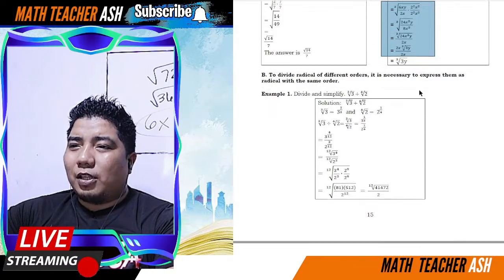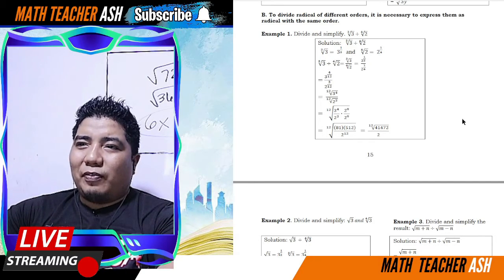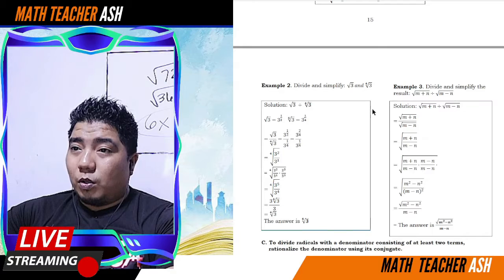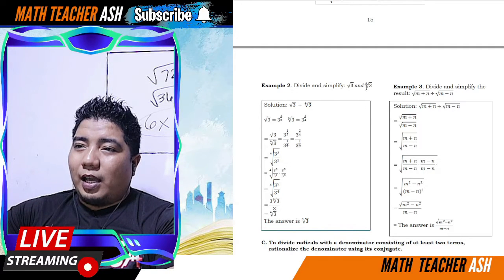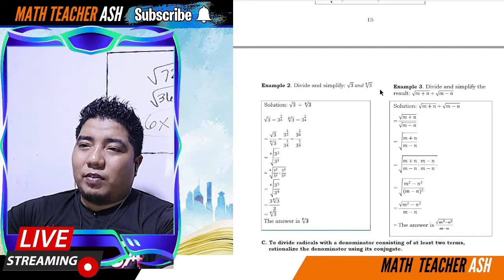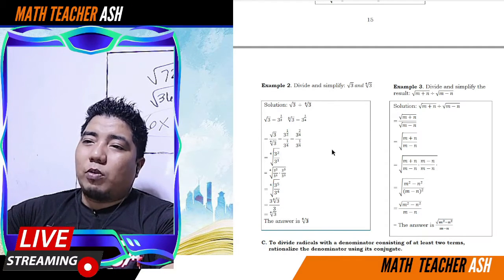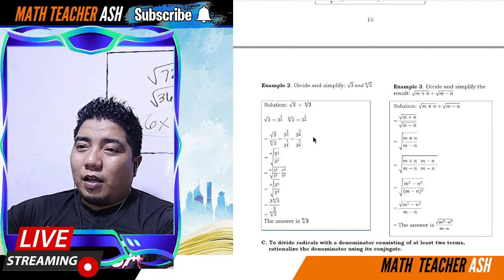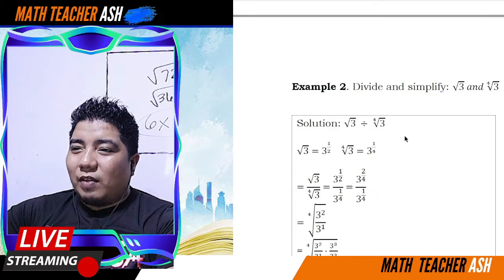So, I hope, my dear math learners, napakadali lamang ng ganito if ever you encounter two different indices in dividing. Okay? So, same goes here. Ganun pa rin. The square root of 3 divided by the fourth root of 3. So, what they do is change them into rational exponents. Sige, let's try. What if the same base sila?